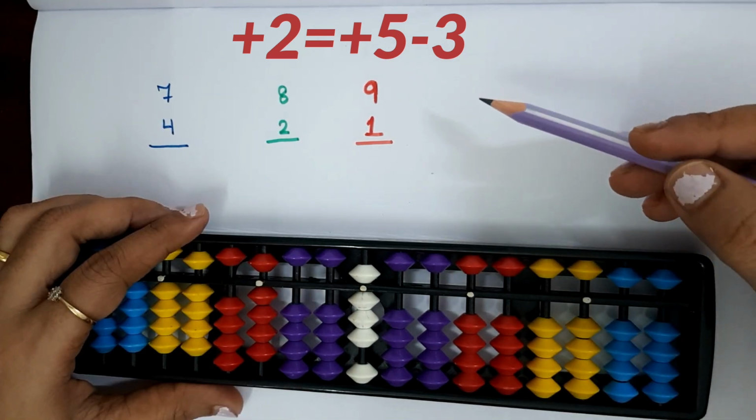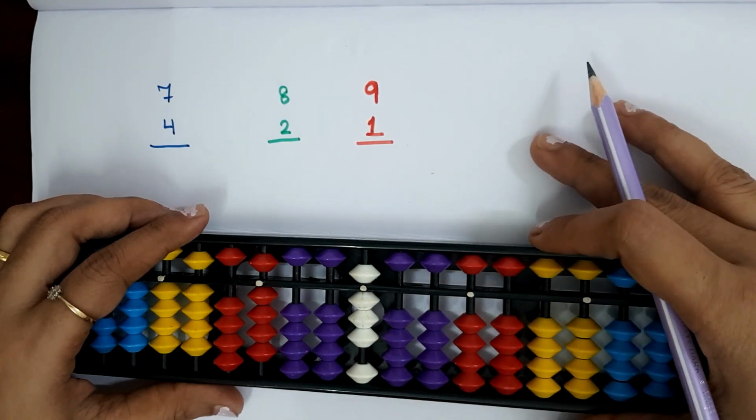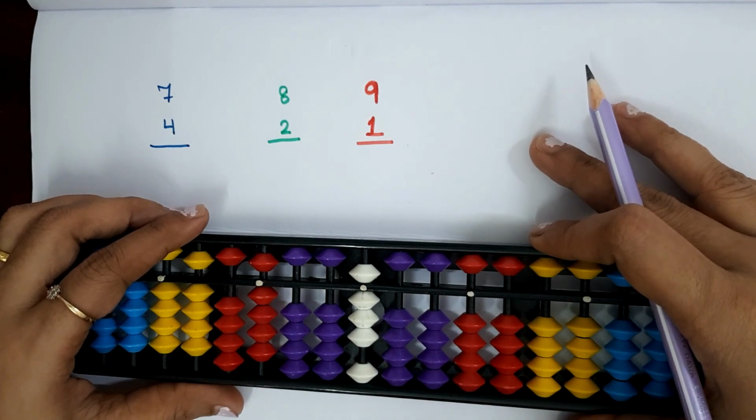In order to solve this sum, we need to learn a new concept in Abacus, a new technique in Abacus, that is called big friend. So what is big friend?